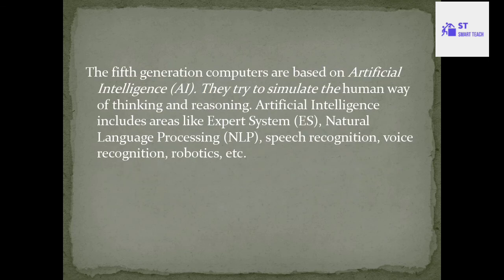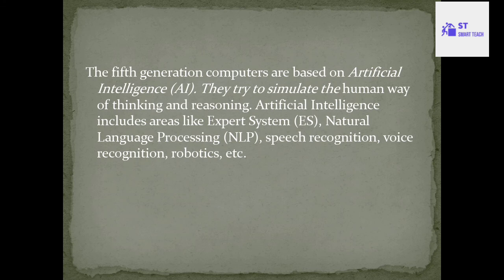The fifth generation computers are based on artificial intelligence. They try to simulate the human way of thinking and reasoning. Artificial intelligence includes expert systems, natural language processing, speech recognition, voice recognition, robotics, etc. Okay, so these are the five types of generations.